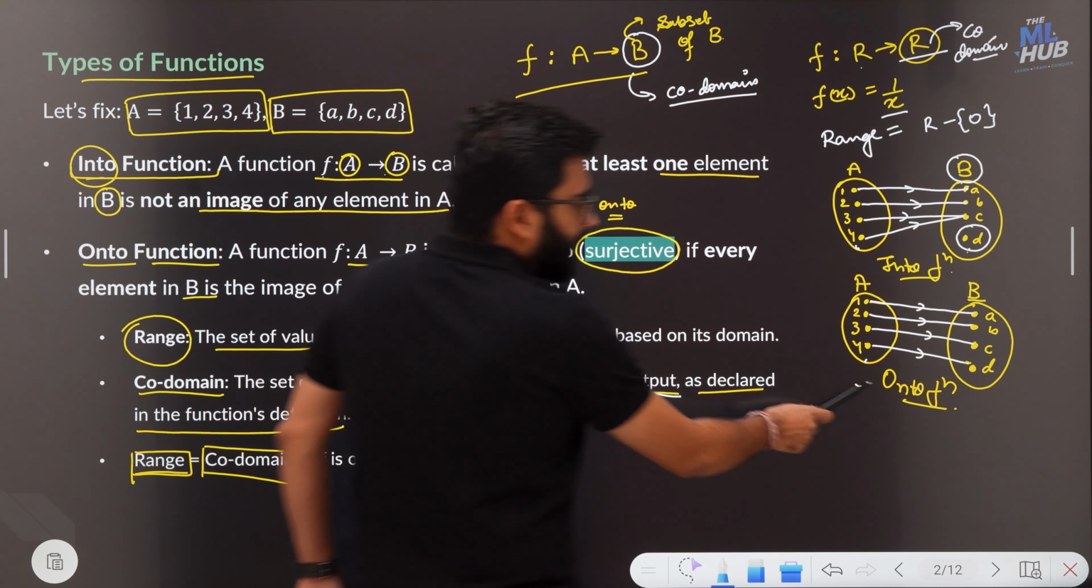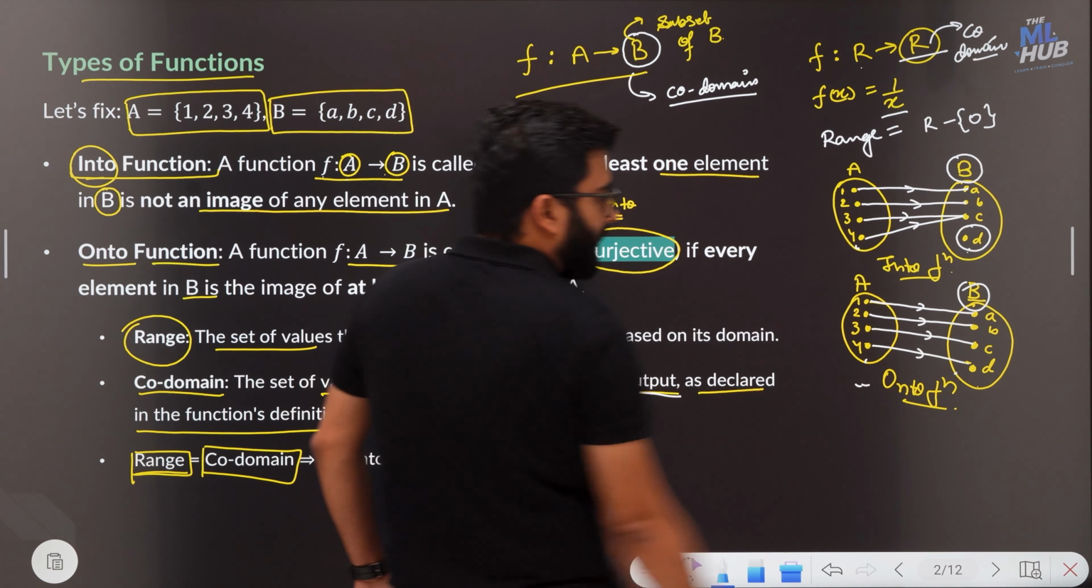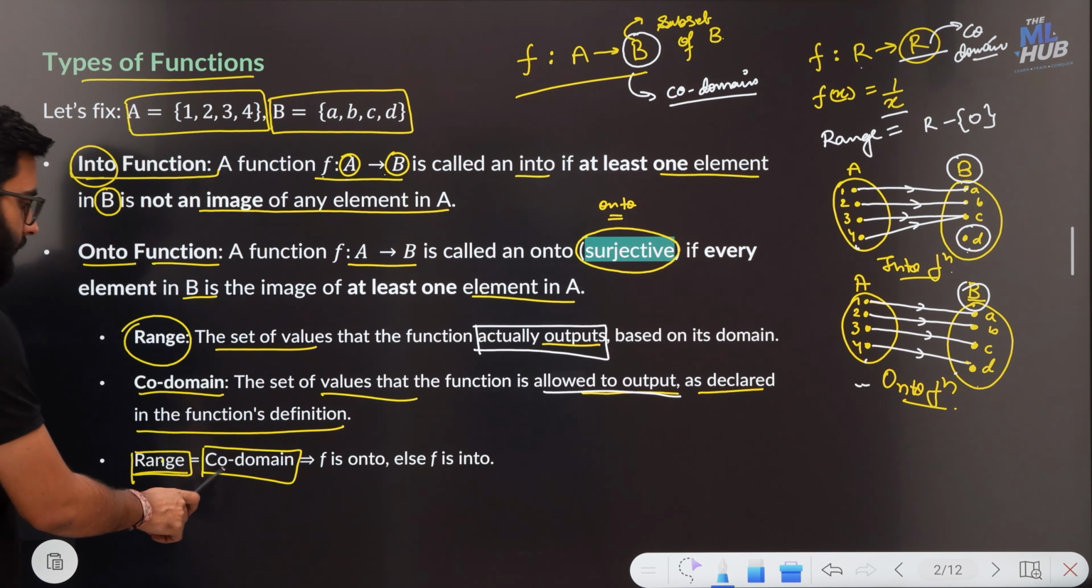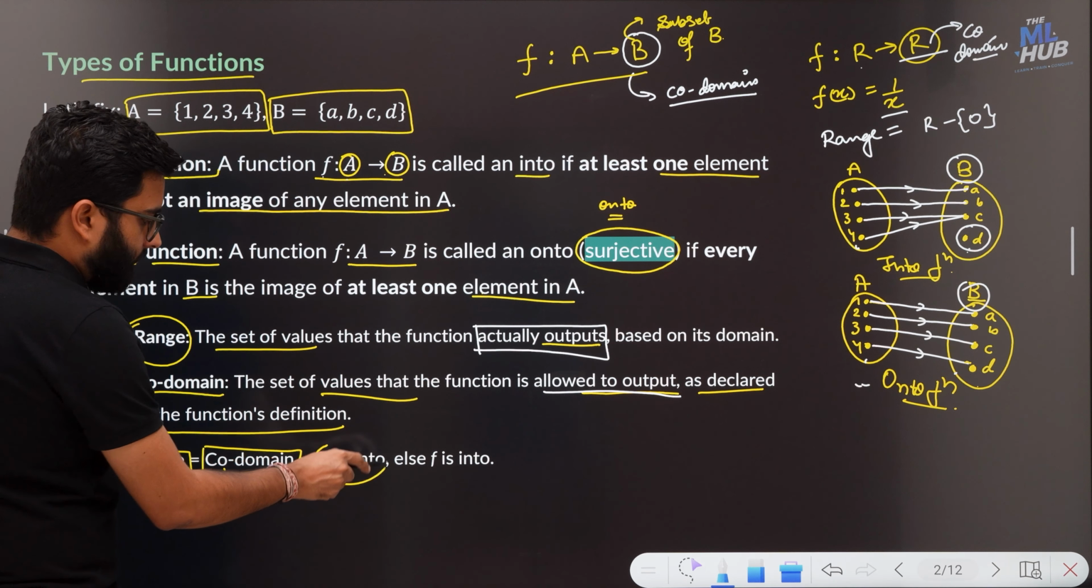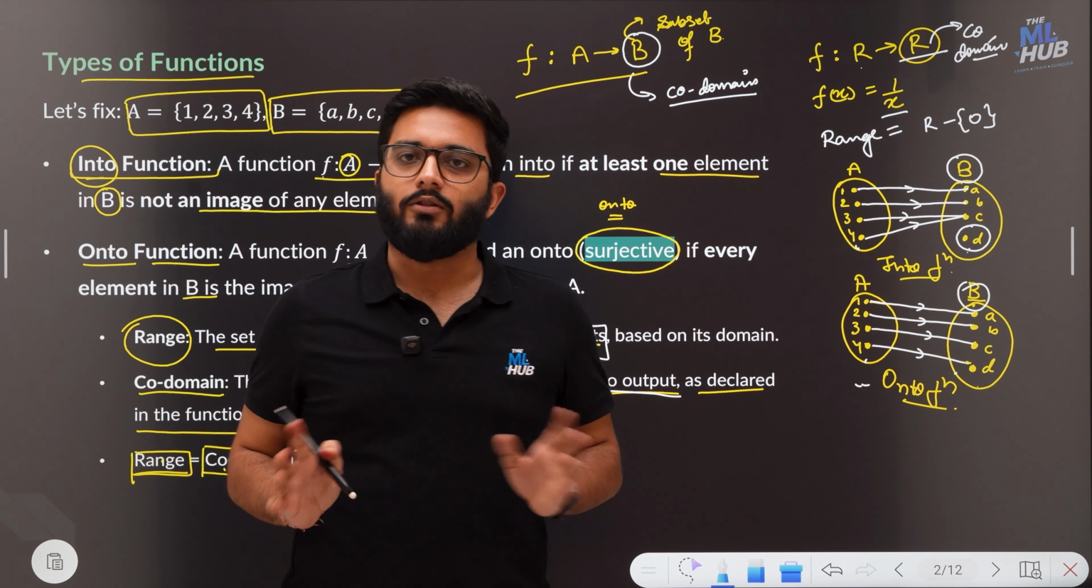Alright. So by seeing this mapping, we can also conclude that if the range is equal to the codomain, in this case the range is the entire B and the codomain is also B, so range and codomain are equal. Whenever the range is equal to the codomain, the function is always onto.